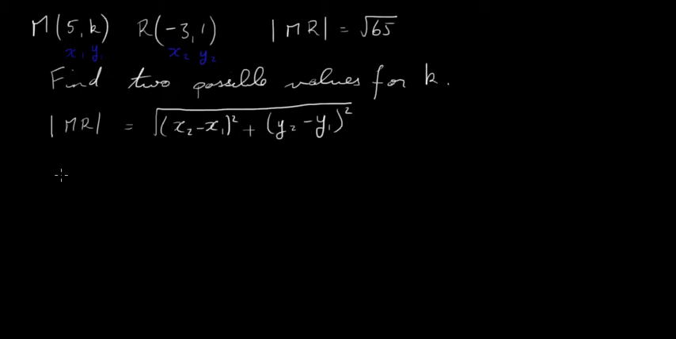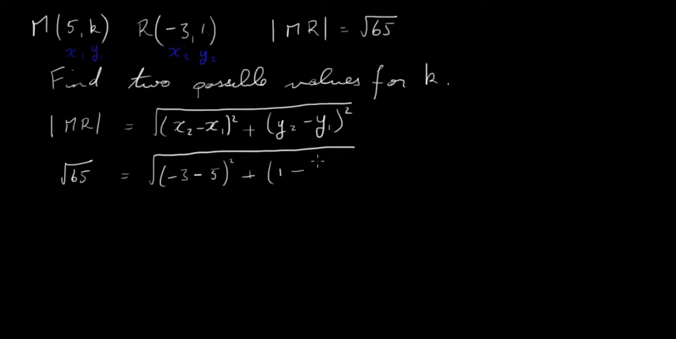Distance between M and R is the square root of 65, and on the right hand side we're just going to put in all our values that we know. So x2 is minus 3, that goes there. x1 is 5, that goes there. It's going to be 2 squared. y2 is 1, and y1 is k. So now all our values are substituted into the formula, and you can see here that we've got an equation. We have everything in that equation except this k.